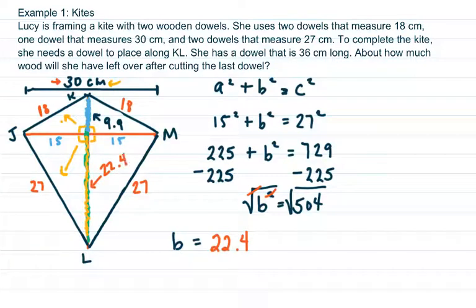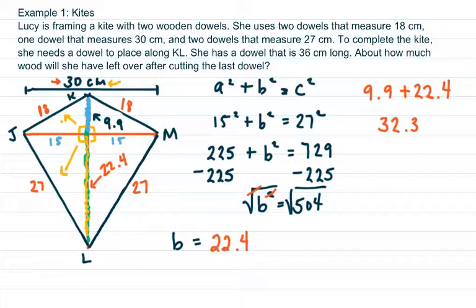Okay, great. So if I add those two numbers together, so if I have 9.9 plus 22.4, what does that equal? So 9.9 plus 22.4 is 32.3. Okay, so that's how long that diagonal straight down the middle of the kite is.